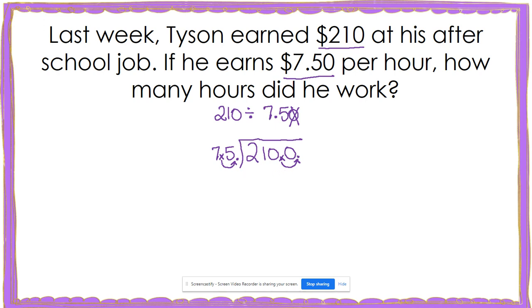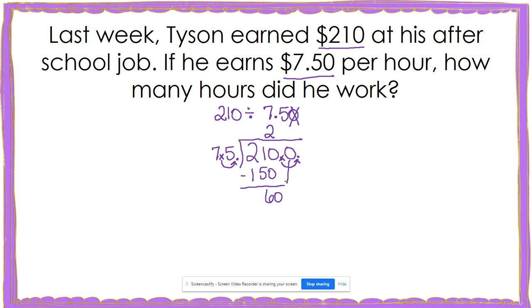I cannot divide 2 by 75, and I also cannot divide 21 by 75. So I'm going to move all the way to the 0, and I'm going to do 210 divided by 75. I know that if I divide 210 by 75, I get 2, and I'm going to place that above this 0. 2 times 75 is 150. Now I'm going to subtract 210 minus 150, which gives me 60.